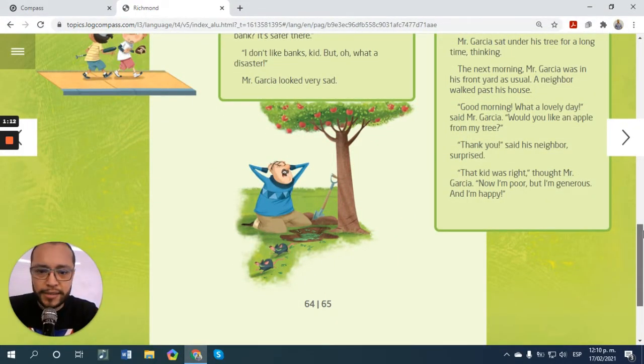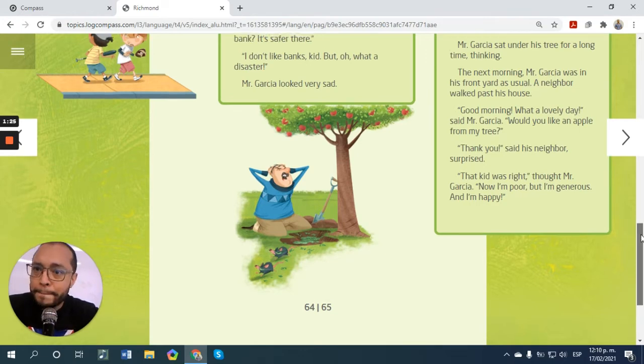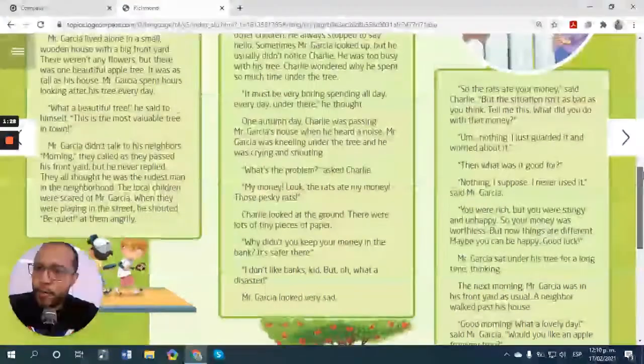Estas son las páginas 64 y 65 del Logcompass en el Level 3. Este es el que utilizamos para el grado tercero, pero en algunos colegios puede que lo utilicen para otros grados, dependiendo del énfasis y del nivel. All right, let's go ahead with it.